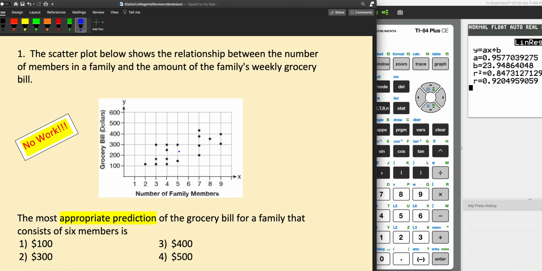It doesn't have to be perfect, right? But we know it's got to go through the middle of the data. So it'll look something like that. Not a perfect line, but it will give you an idea. It says a family of 6 members. So we go to 6, we go up to our line, boom. And now we go over here. How much money will it cost? Bang, $300, choice 2. Simple. Part 1 statistics on the Regents. You get it right and you move on. Let's look at another one.